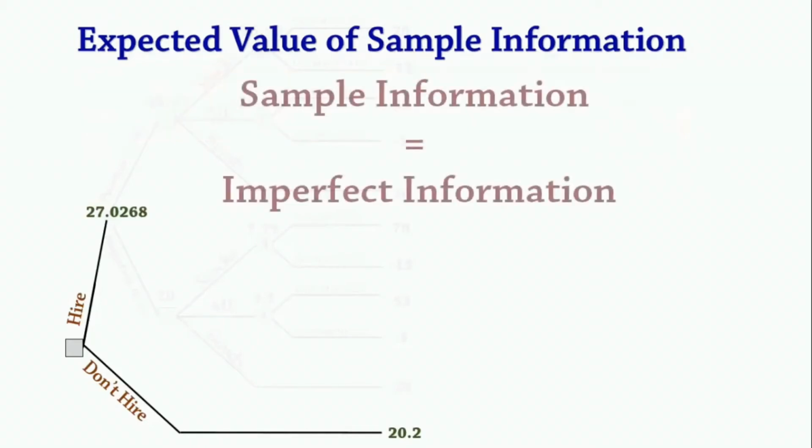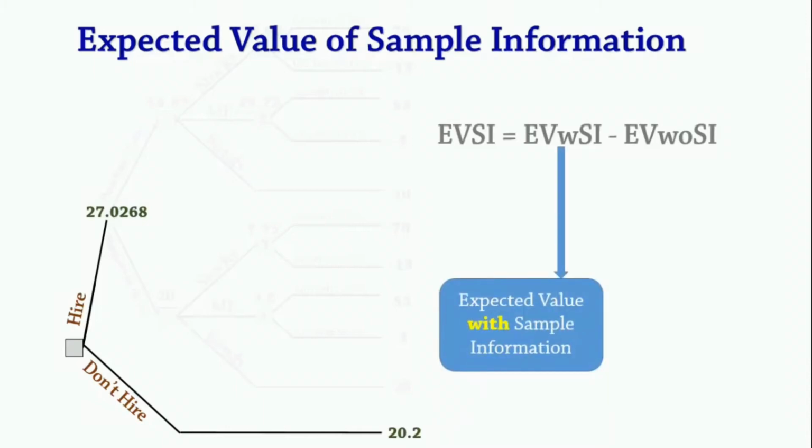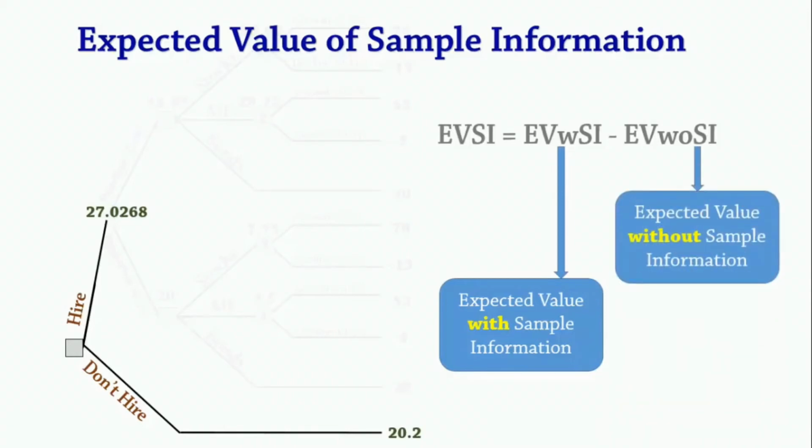Sample information is also known as imperfect information. So the expected value of sample information, EVSI, is calculated as EV with SI minus EV without SI. EV with SI is the expected value with sample information, that is, expected payoff if the consultant is hired, without paying the consultant. EV without SI is the expected value without sample information, that is, the best expected payoff if the consultant is not hired.